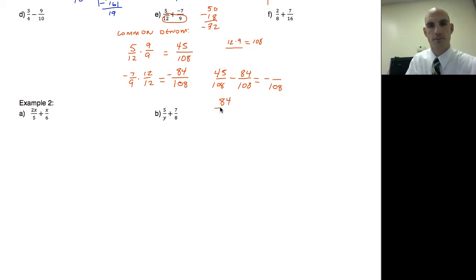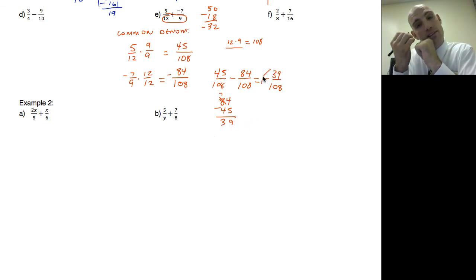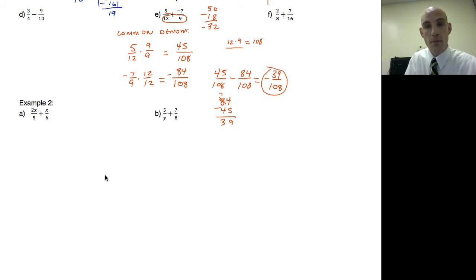Well, let's look. I have 45 over 108 minus 84 over 108. I know that I am starting out with 45 of them, and I'm going to subtract 84, so my answer is going to be negative, and I'm going to have 108 on the bottom. So I'll subtract the easy way. 84 minus 45 gives me 39. So this is going to be negative 39 over 108.